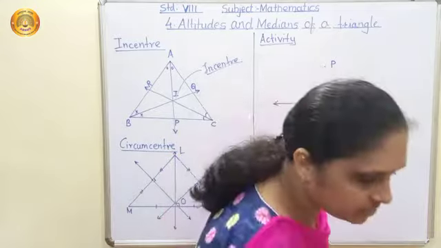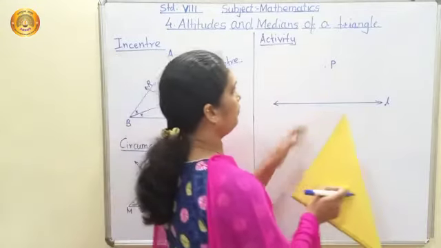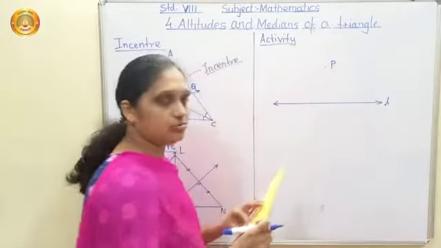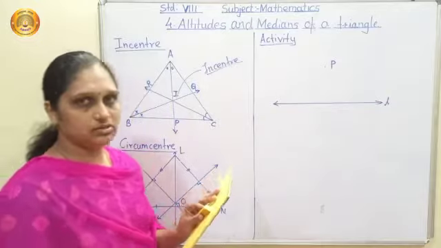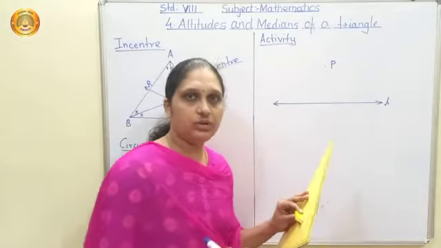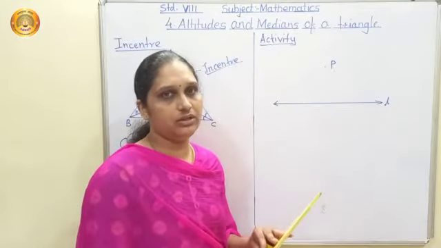So I have one set square. I'll draw one perpendicular from the point P on the line L. So see how to draw. So this is a set square. Now I want to draw the perpendicular. So now carefully pay attention to how to arrange the set square on the line and along with the point.